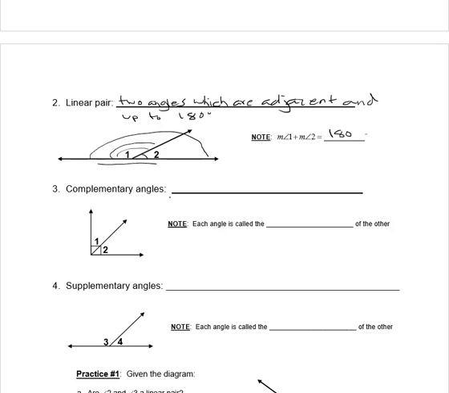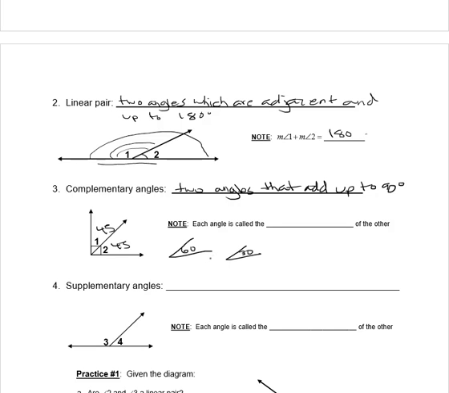Complementary angles are going to be two angles that add up to 90 degrees. So in this example, let's pretend angle 1 was 45 degrees. Let's pretend angle 2 was 45 degrees. These guys would be complementary because 45 plus 45 is 90. Now they don't always have to be right next to each other. For example, maybe I have an angle like this that's 60 degrees. Maybe I have another angle that's 30 degrees. These two guys would be complementary because 60 plus 30 is 90.